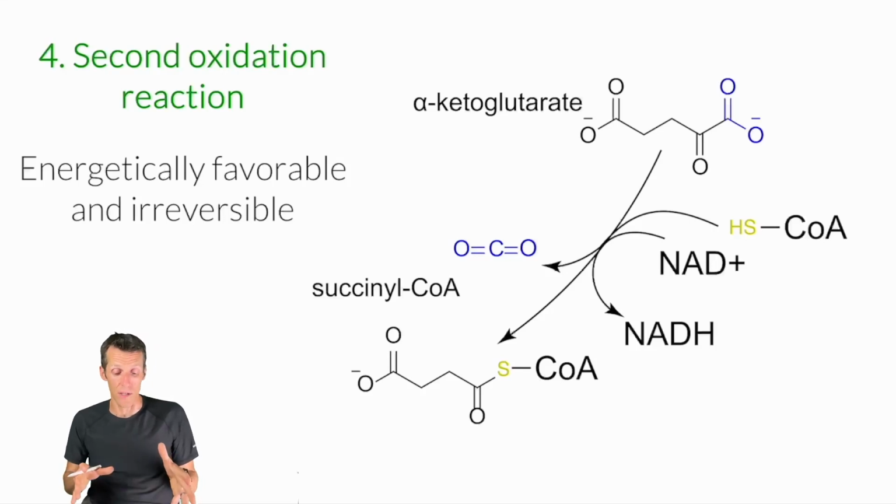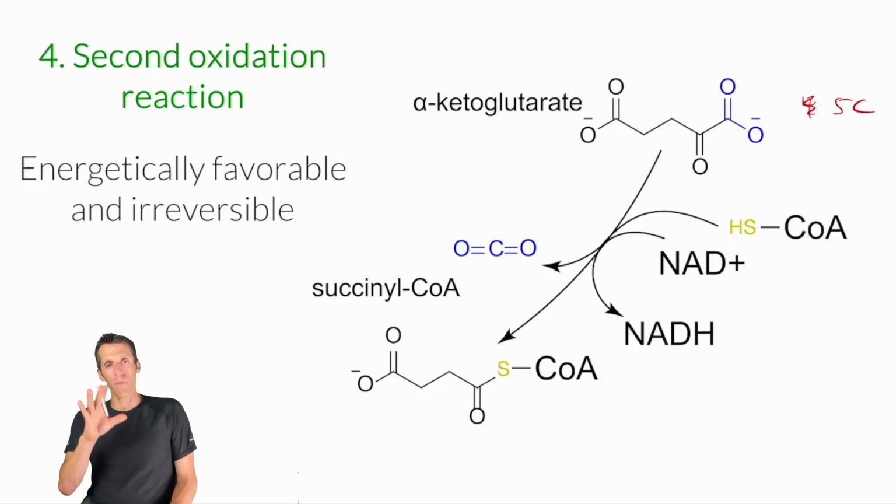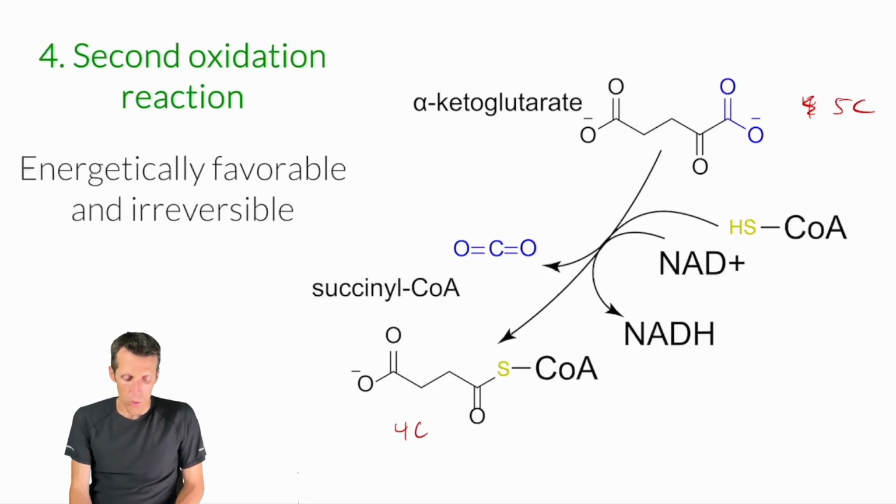There's a lot of stuff going on, but it uses patterns that we've already seen, so hopefully we can make some sense of it. So in this reaction, what we're going to do is take a 5-carbon alpha-ketoglutarate, and we're going to make a 4-carbon succinyl-CoA. The first part of this we just saw.